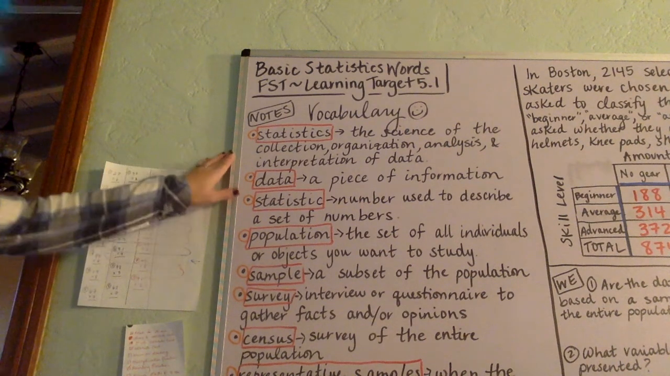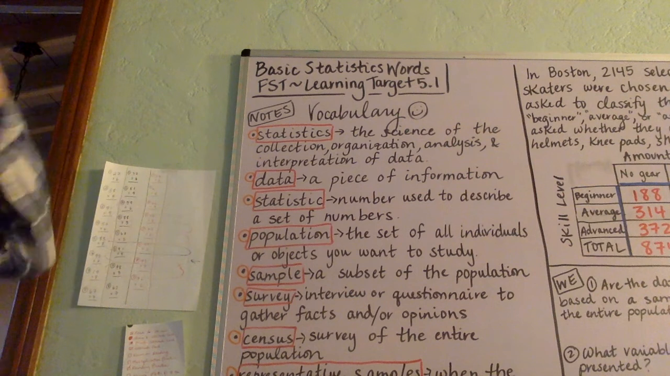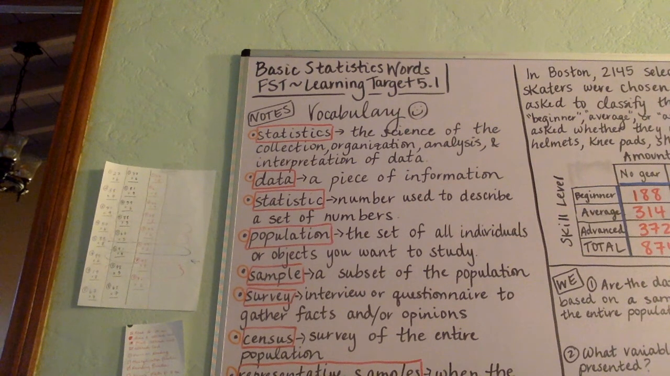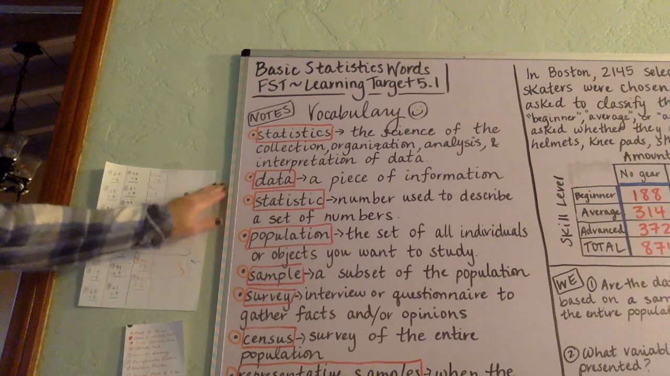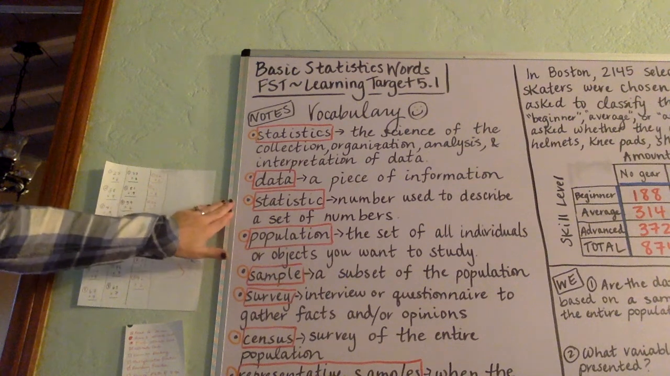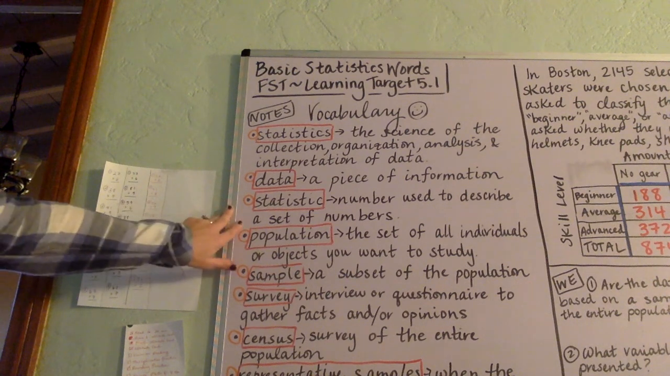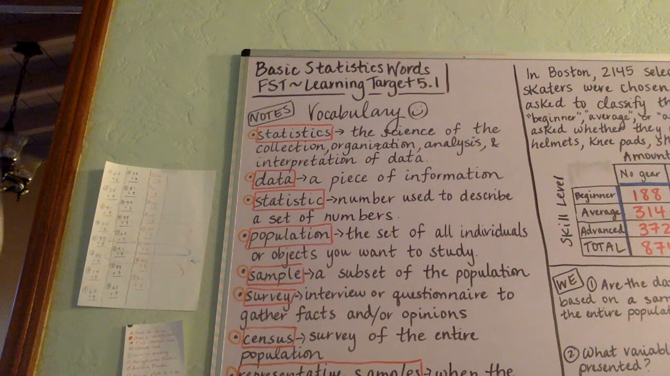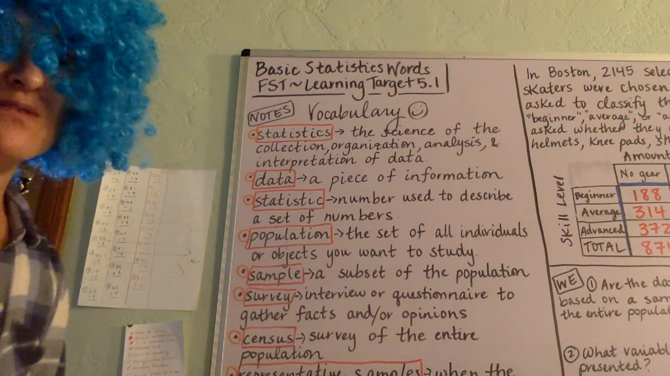Statistics: the science of the collection, organization, analysis, and interpretation of data. A statistic: a number used to describe a set of numbers. Population: the set of all individuals or objects you want to study. A sample is a subset of the population. A survey: an interview or questionnaire to gather information or opinions.